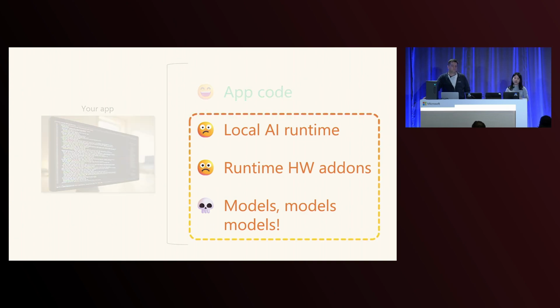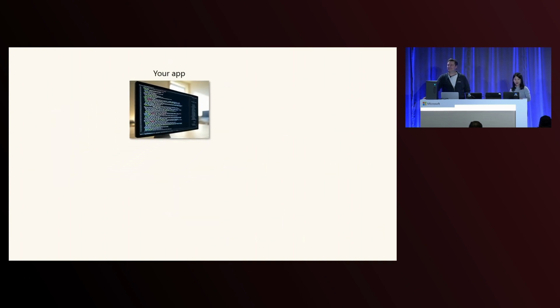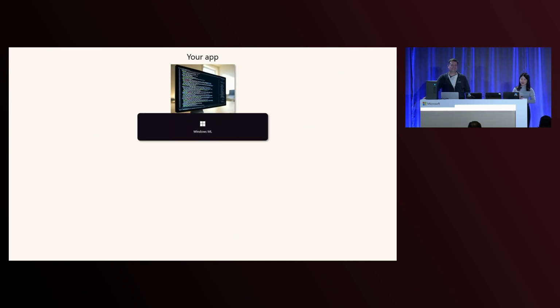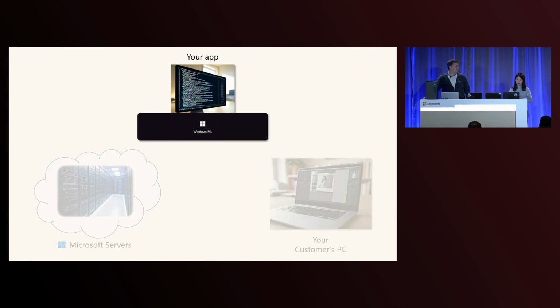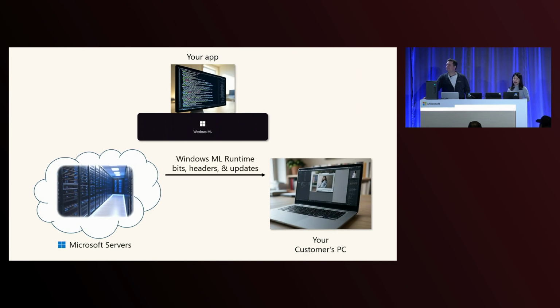All of this is your responsibility to find, deploy, and manage. It's just the norm, and it sucks. It does suck. Well, Windows ML makes all of this much simpler. To get started, all you need to do is add a NuGet package to your app. This NuGet package includes the Windows ML runtime, headers, and it's going to set up dependencies between your app code and the Windows ML runtime automatically.